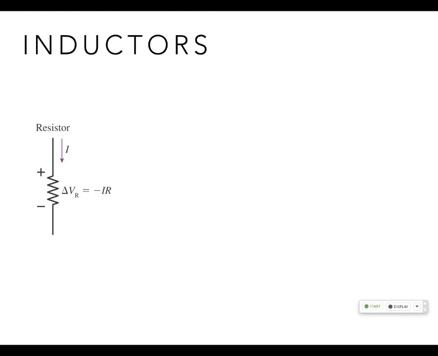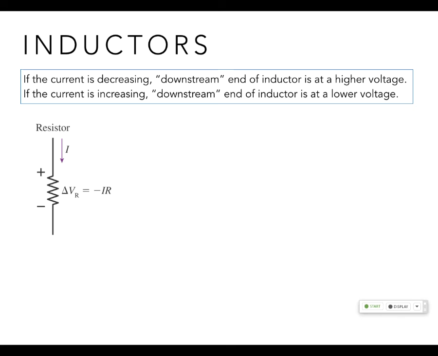All right. So remember, when we have resistors, if the current's going this way, what's our voltage difference? Negative IR. It's a negative voltage difference because you're going in the same direction as the current. That's how resistors behave. So this is just a reminder. For inductors, if the current is decreasing, that means the downstream end of the inductor is at a higher voltage. If the current is increasing, the downstream end of the inductor is at a lower voltage. And so delta V opposes the change in current. What this means is if you have an increasing current, it acts like what?